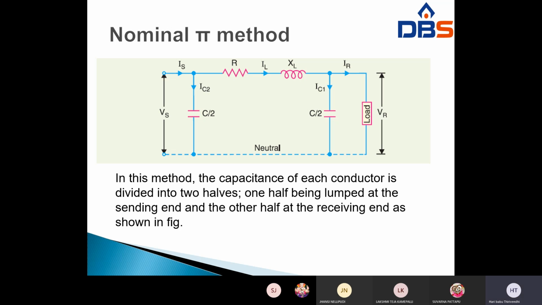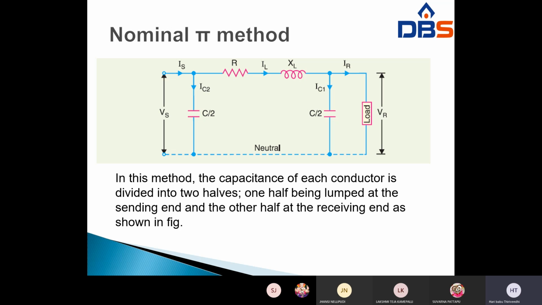Charging current at the sending end is nothing but IC2. IC2 is equal to j omega C by 2 Vs. Omega is 2 pi f, so the 2 cancels, giving j pi f C Vs. Therefore sending end current IS is equal to IL plus IC2. So this is the nominal pi method.